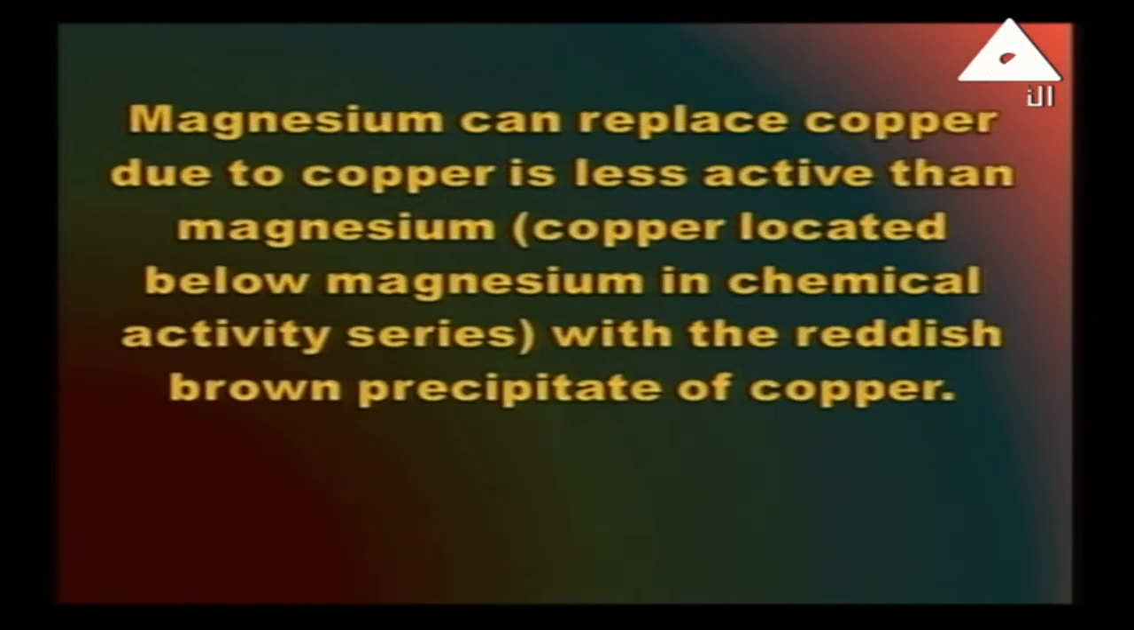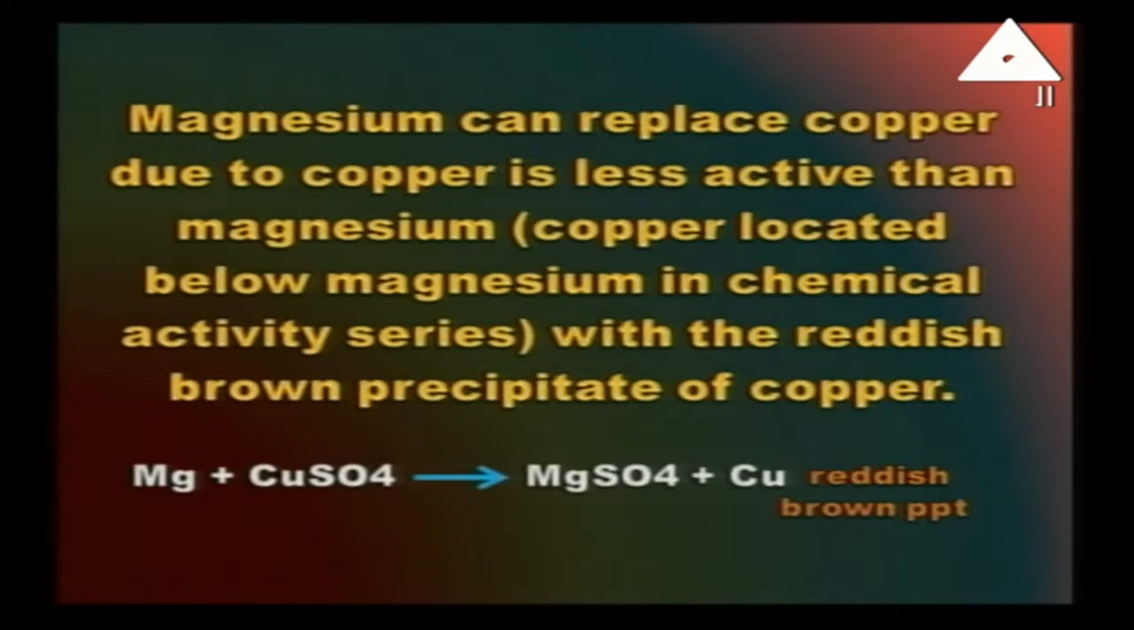Firstly, magnesium can replace copper because copper is less active than magnesium. That is because copper is located below magnesium in the chemical activity series, which produces a reddish brown precipitate of copper. This is the equation: Mg plus CuSO4 produces MgSO4, which is called magnesium sulphate, and a reddish brown precipitate of copper. You have answered question number one and question number two.